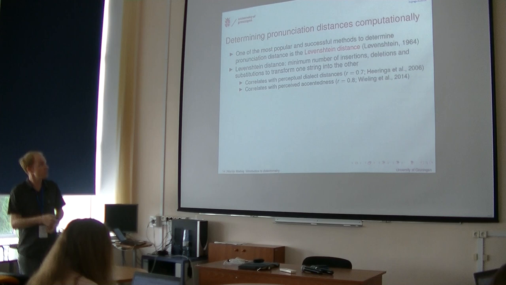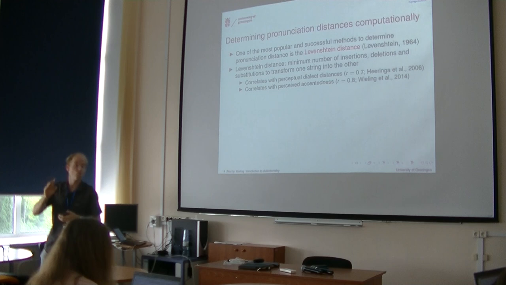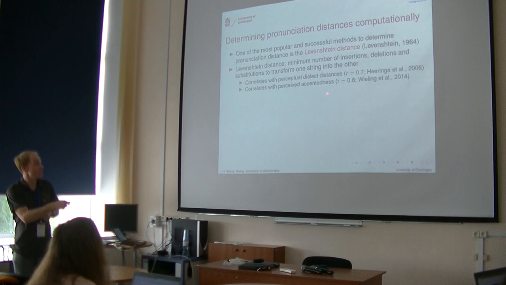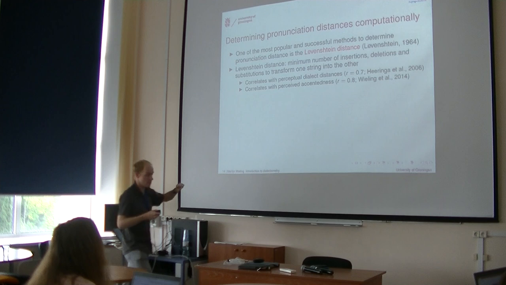You have a question? Okay, so it correlates well with perceptual dialect distances, and this is 0.7, but that is only based on a few dialects. This one was based on a few hundred, and 0.8. So I would say that this Levenshtein method really reflects perceptual distances quite well.